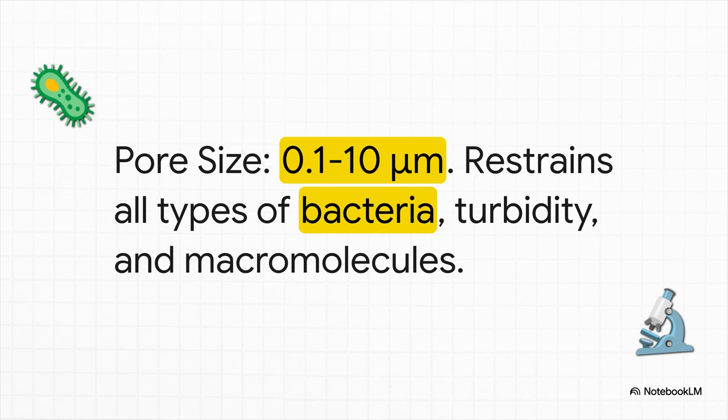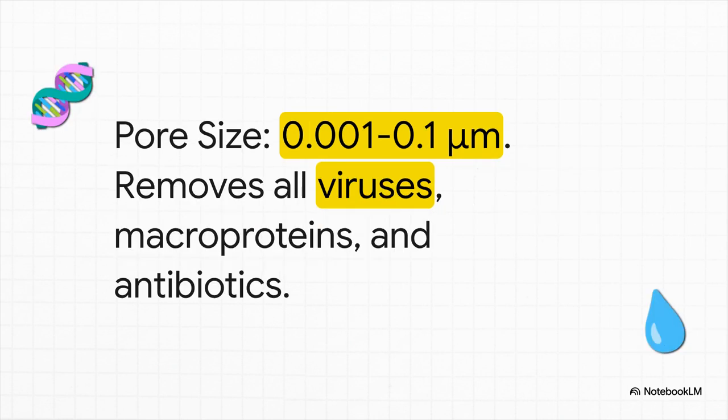First up, we have microfiltration. With a pore size down to about 0.1 micrometers, it's really effective at getting rid of bigger particles, any cloudiness in the water, and even bacteria. Now let's step down in size to ultrafiltration. Here, the pores are an order of magnitude smaller. That means they can block everything microfiltration does, plus much, much smaller contaminants, like viruses.